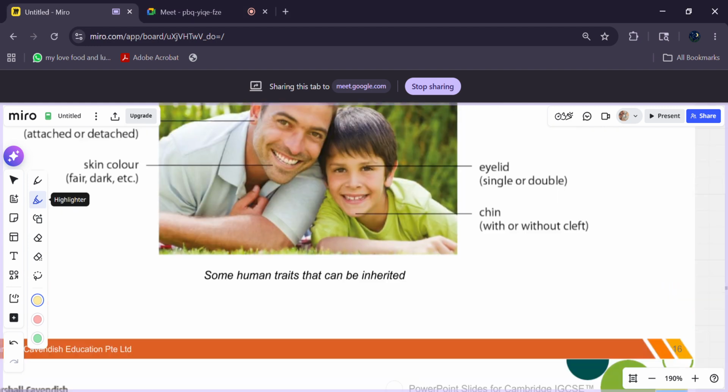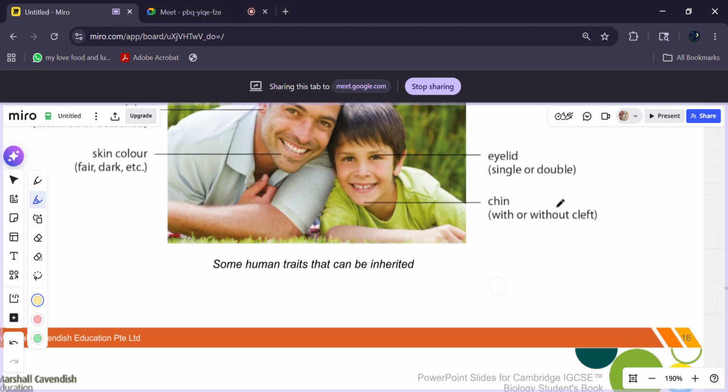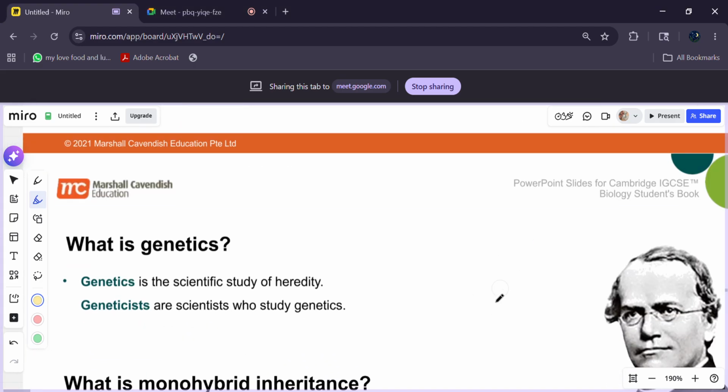However, for many centuries it was observed that traits could be inherited. However, scientists were unable to explain how such traits were inherited until the middle of the 19th century. And these traits could be explained by genetics.